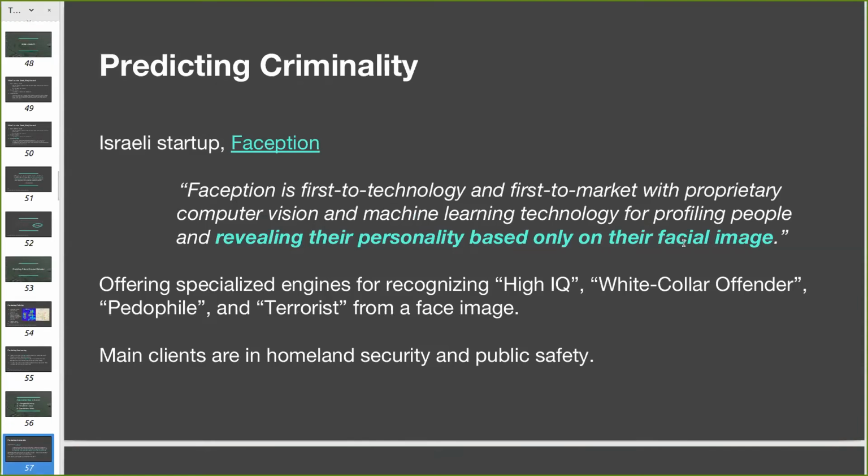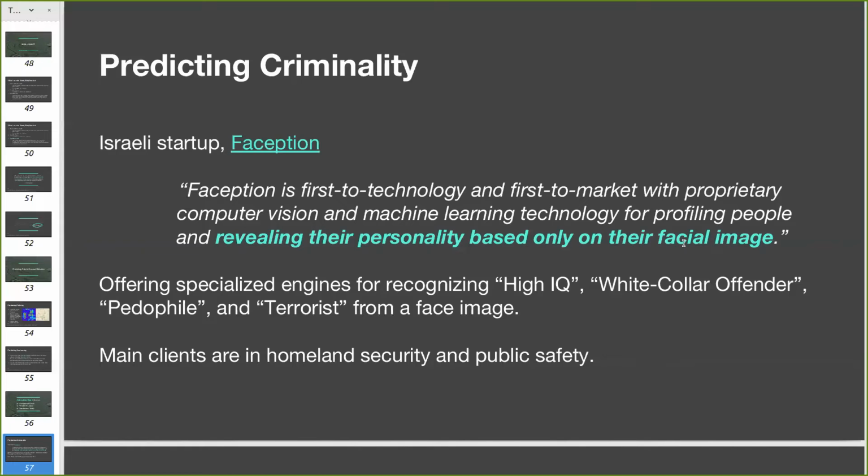Okay, so here we have Faceception. What Faceception does is that it says it is first to technology and first to market with proprietary computer vision and machine learning technology for profiling people and revealing their personality based only on their facial image. So what does this do? This startup takes images of people, and using the facial images, they try to recognize whether the person could be a high IQ person, or some white collar offender, a pedophile, or some terrorist.